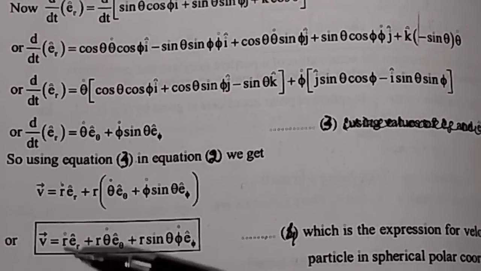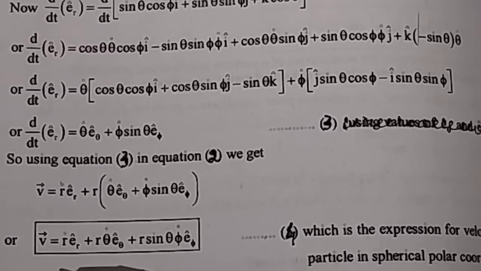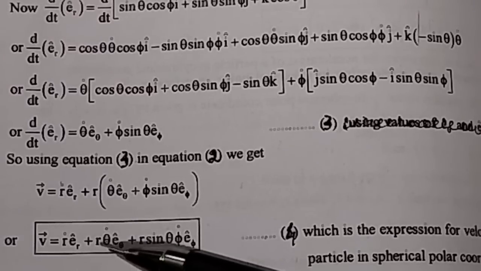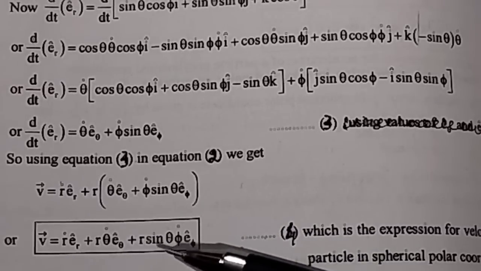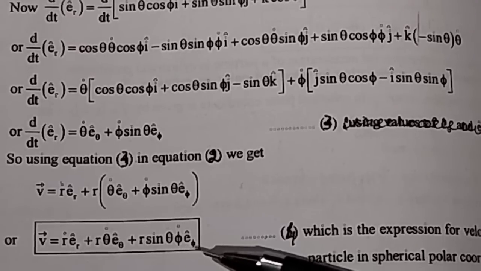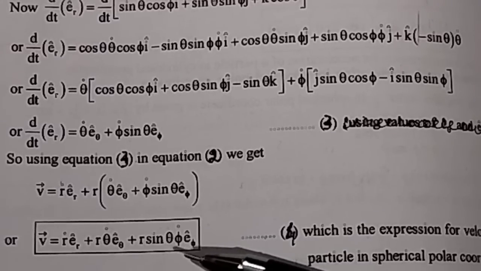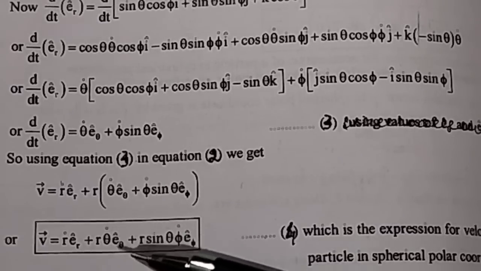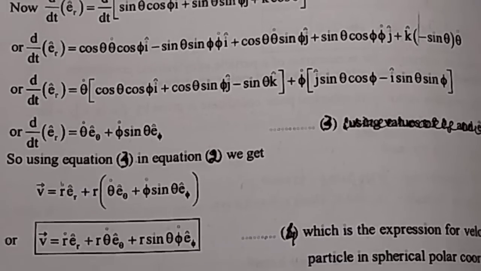So finally we will get the expression for velocity of a particle in spherical polar coordinate, that is v equal to r dot e r cap plus r theta dot e theta cap plus r sin theta phi dot e phi cap. So velocity has three values, one value along the radial direction, another value along polar direction, and the third one along your azimuthal direction.